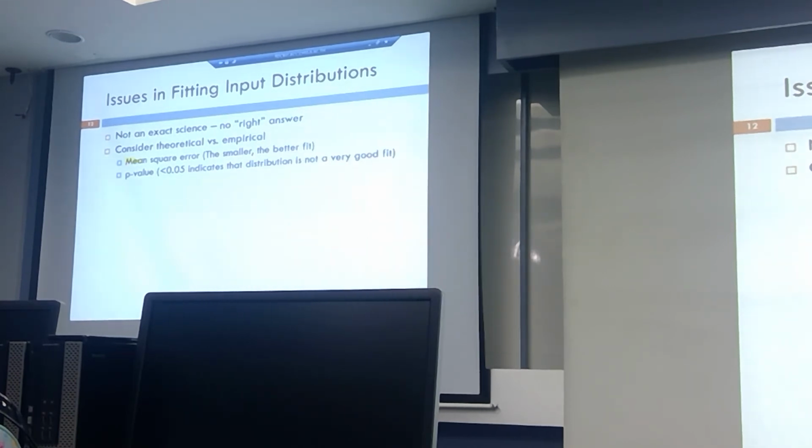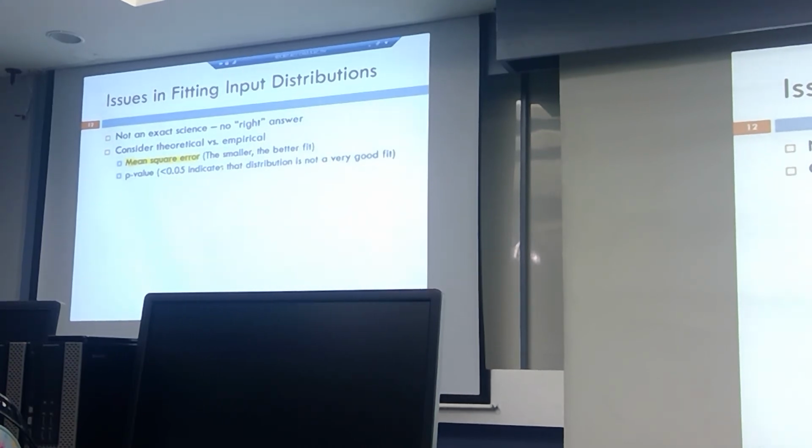The first one is mean square error. The smaller the mean square error, the better the fit. That's kind of like when you do regression analysis, right? You have to fit a straight line to the data, and then it will give you the R square. That's kind of the same idea. You want the mean square error to be small.